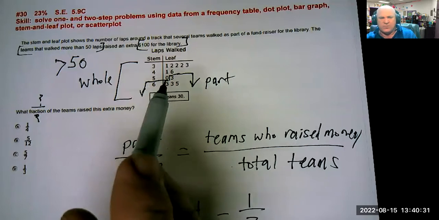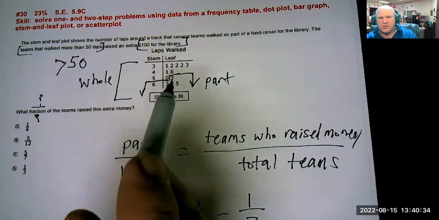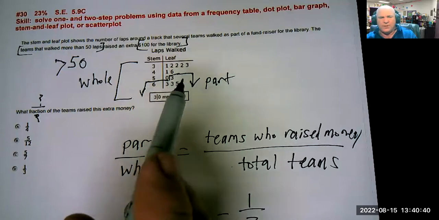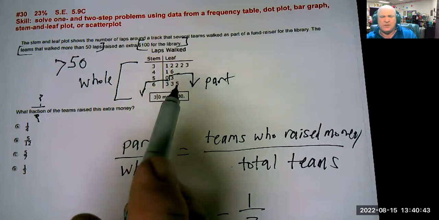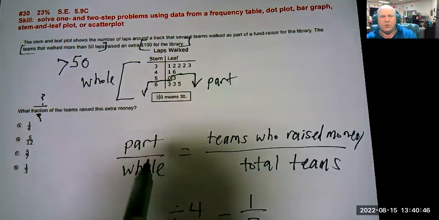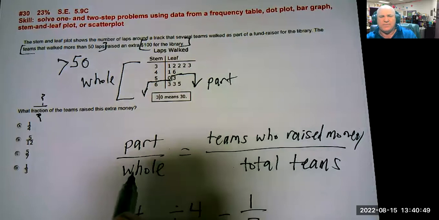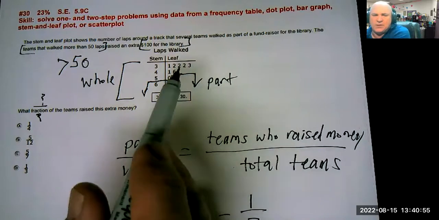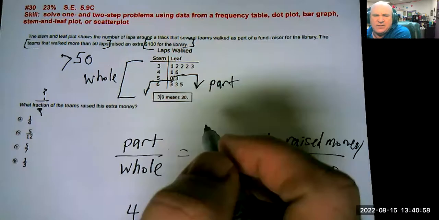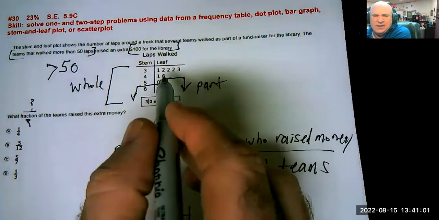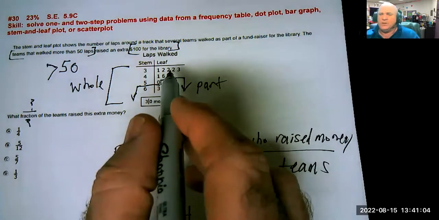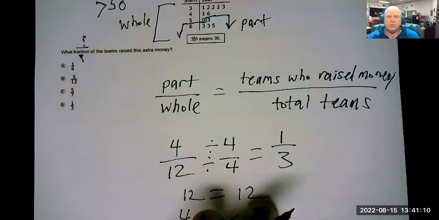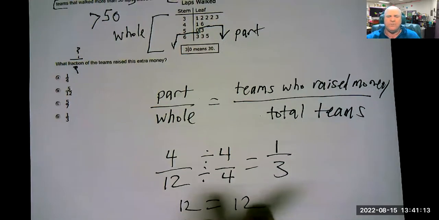So if I count all of these ones in what we're going to call the leaf side, the ones side, I have 1, 2, 3, 4. That's my fraction part, my teams who raised the money. My fraction whole is the total teams. 5, 6, 7, 8, 9. Let me do that correct. 5, 6, 7, 8, 9, 10, 11, 12. So my first fraction is 4/12 of the teams raised the money, 4 out of 12.